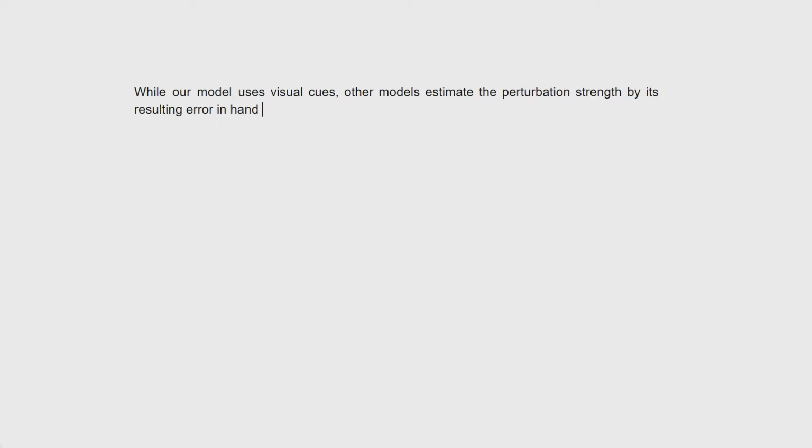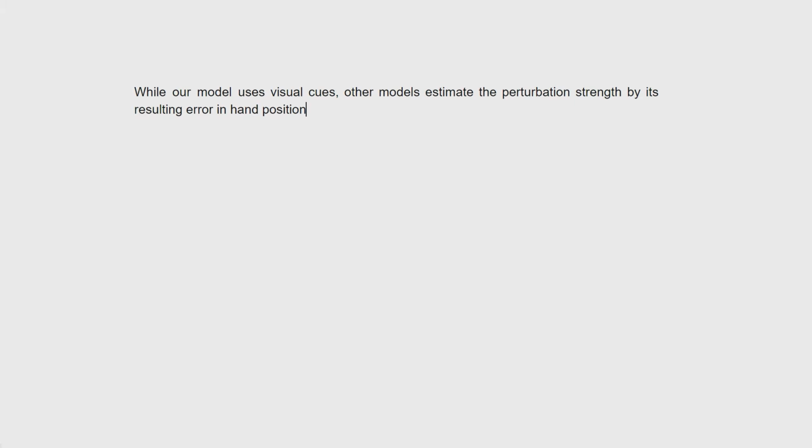Let's look at, again, the same framework for this example and add some words to give weight to the part of the sentence that we want to emphasize. While our model uses visual cues, other models estimate the perturbation strength by its resulting error in hand position. So we want to emphasize the second clause, the main clause. How can we do it?